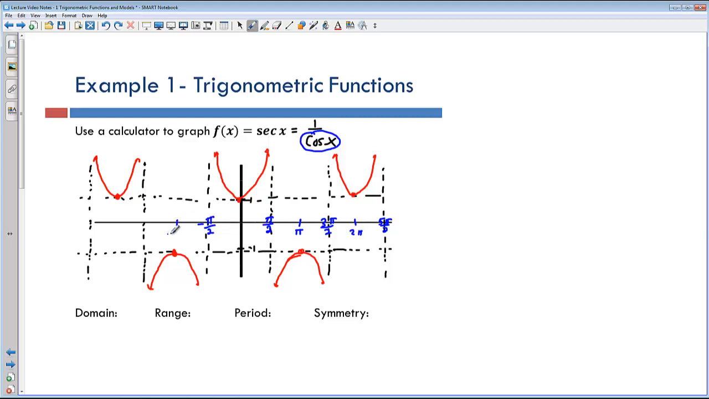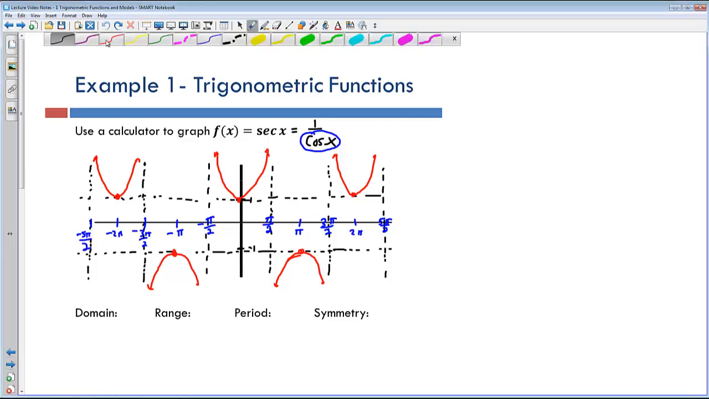So negative pi over 2. You subtract again pi over 2, it's negative pi. Then negative 3 pi over 2. So you can just use the symmetry here. And then this is going to be negative 2 pi, where it's actually positive 1. And then right here where it has a vertical asymptote, it's negative 5 pi over 2.